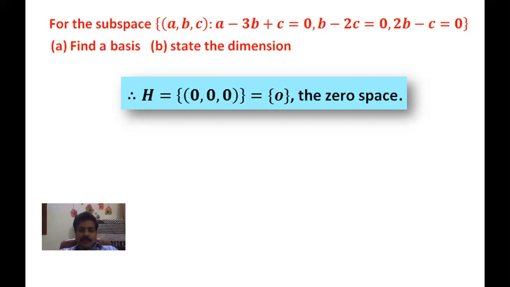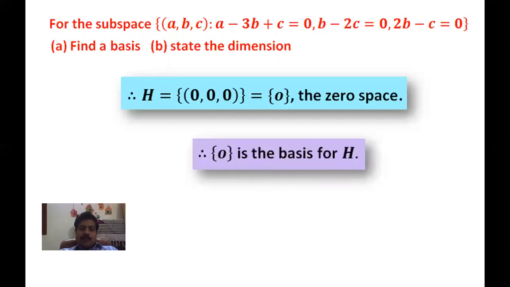If it were a non-zero vector, we could say that the dimension of H is 1. That vector can produce many vectors, of course, if that is a basis. But here it is a zero vector, it can't produce anything except that zero vector. So the zero vector itself, the set {0} or {O}, is the basis for H, and its dimension is 0.